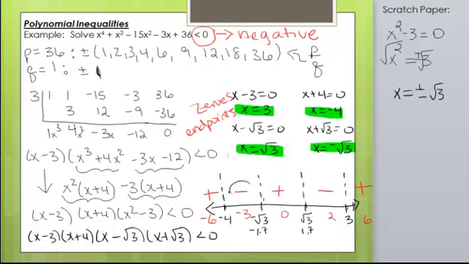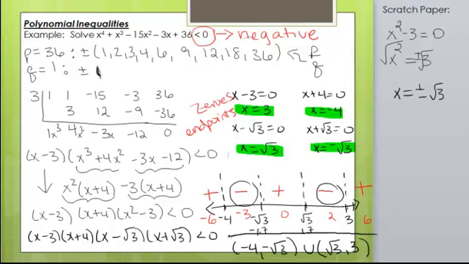Now, this means we want everywhere the function goes negative. It goes negative everywhere we have a negative sign. That means we want to keep the intervals between negative 4 and negative square root of 3, and square root of 3 and 3. Those will be all of our solutions.